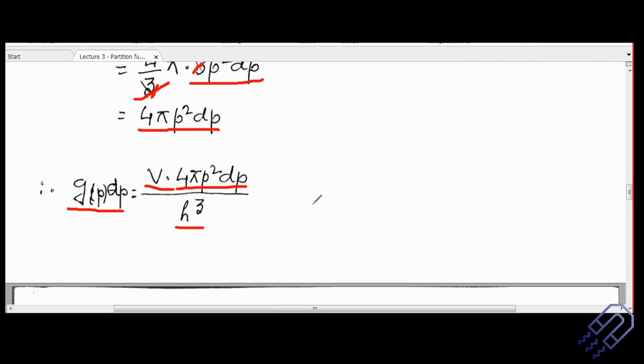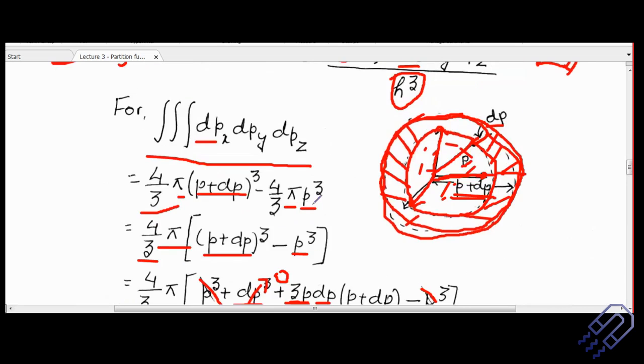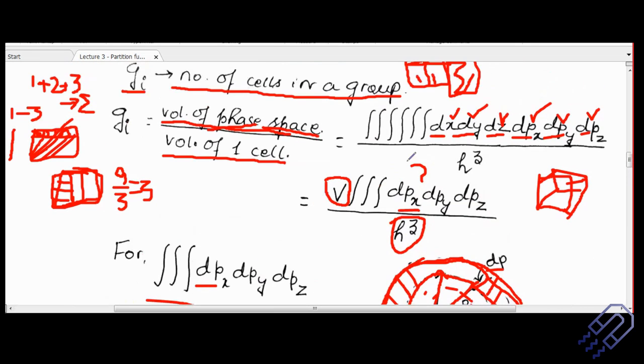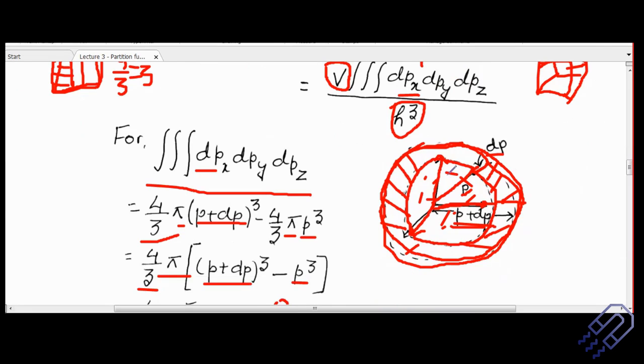Now see, you might question me: sir, you said that when I take dx, dy, dz, I consider the entire volume, right? But when I take dpx, dpy, and dpz, I'm not considering the entire p plus dp. Why don't I consider only this part? Why should I consider this part? Why am I going to subtract it?